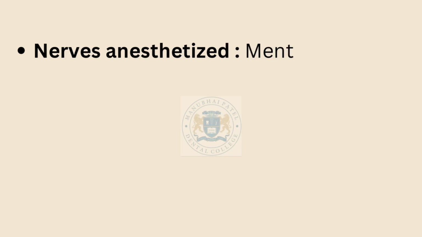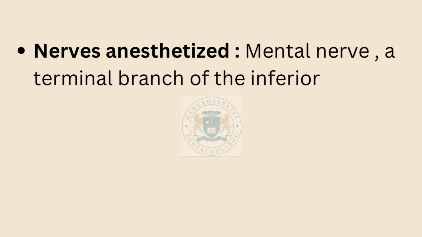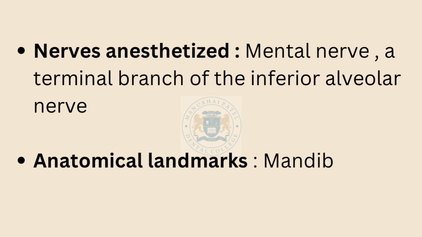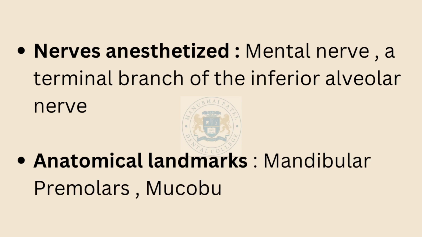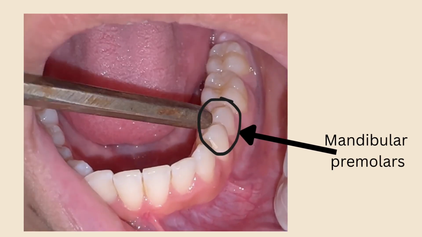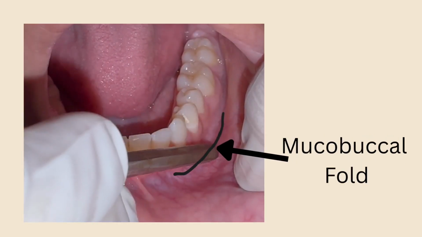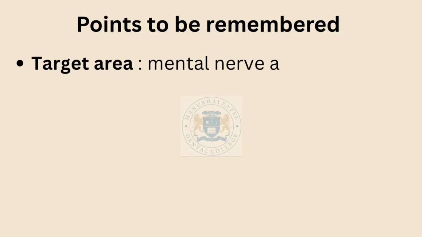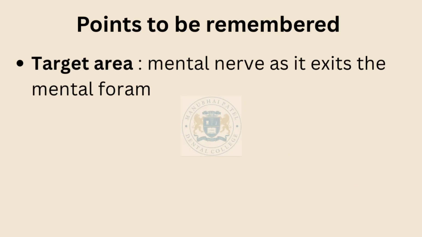Now, what are the nerves anesthetized by this block? So it is the mental nerve, a terminal branch of the inferior alveolar nerve. Second thing is its anatomical landmarks, which include mandibular premolars and mucobuccal fold. The circle shows mandibular premolars. The line denotes mucobuccal fold. What is its target area? So it is the mental nerve as it exits the mental foramen.